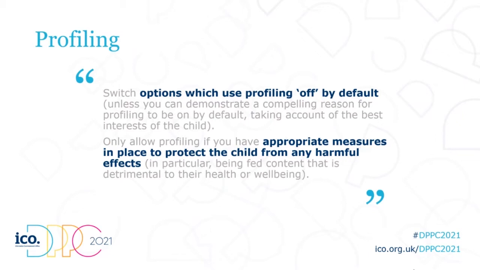The code requires profiling to be switched off by default, unless there's a compelling reason for this, taking into account the best interests of the child, something like profiling for safeguarding purposes, for example. That doesn't mean that profiling is banned, it just means you have to ask for consent to do it unless it's part of your core service. The code also says if you do allow profiling, you need appropriate measures in place to protect the child from any harmful effects. For example, showing recommendations of age inappropriate content based on data collected about the child.